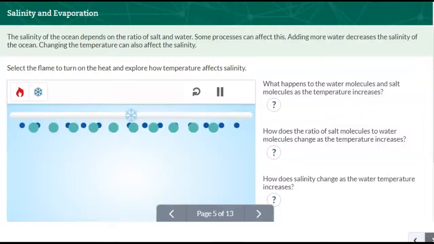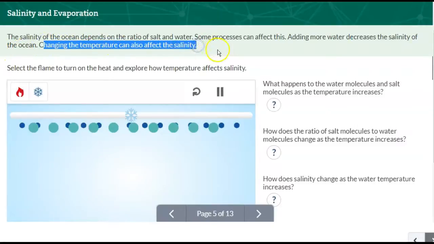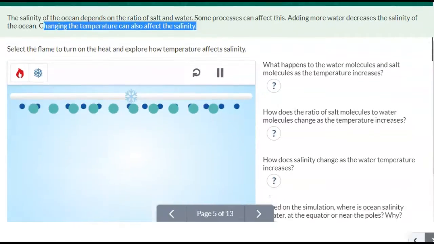Hey guys, in this activity you're going to work in small groups or alone, and what we're looking at is the salinity, or amount of salt, in the ocean, which depends on the ratio of how much salt and water is together. Some processes can affect this. For example, adding more water would decrease the salinity of the ocean. Changing the temperature can also affect the salinity. So in these questions, you're going to determine the answers by affecting the temperature and watching the molecules react.